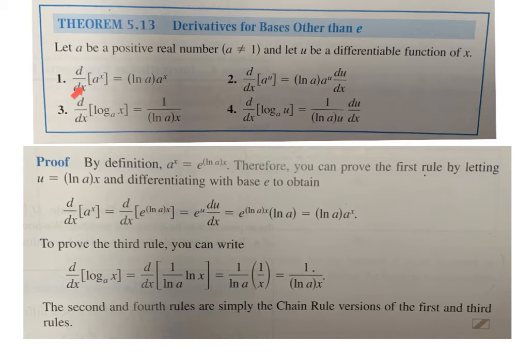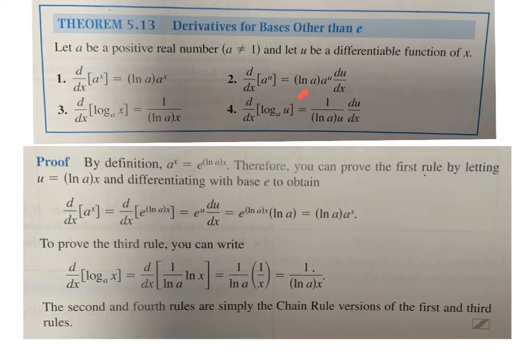So if I'm taking the derivative of a to the x, it is still going to be a to the x, just like the derivative of e to the x is e to the x. But I then have to multiply it by the natural log of a. All right? So the derivative of some base to the x is going to be natural log of that base times my function that they gave me to begin with, a to the x.